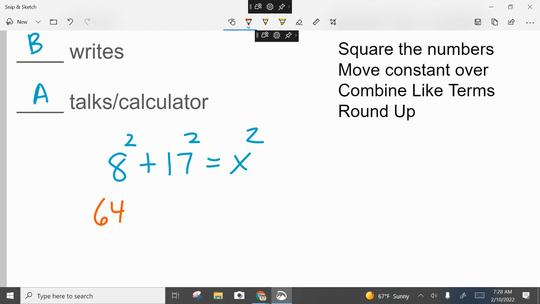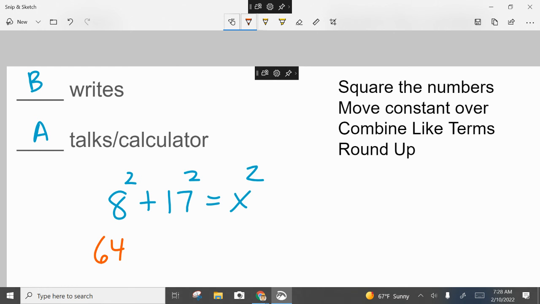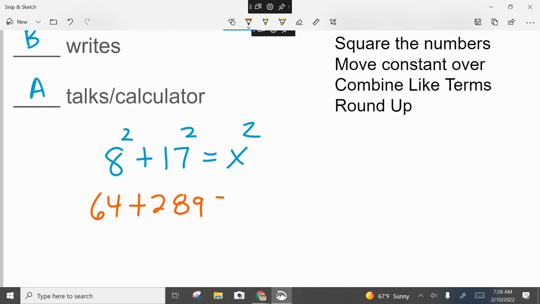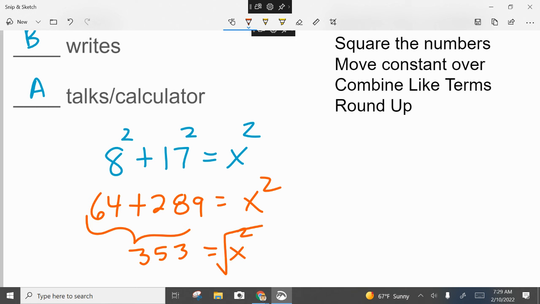All right. 64, right? And then plus 289 equals x squared, right? And then what happens when you add these together? 64. Use your calculator if you need it. All right. You're going to get 353 equals x squared. Then square root both sides.